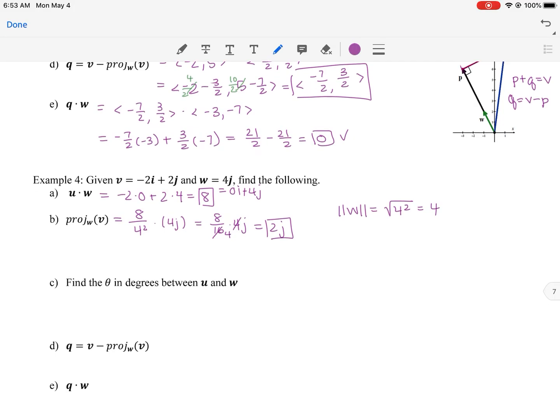If we wanted the angle between them, now we do the cosine of theta equals the dot product, which is 8, all over, now we also need V. So the magnitude of vector V is the square root of -2 squared plus 2 squared, which is equal to the square root of 8, which is 2 square roots of 2 if you wanted to break that down. 4 and 2, 2 and 2, there's one set of pairs and one left over. So we'd have 2 square roots of 2 times 4, which is the magnitude of W. So we'd have 8 all over 8 square roots of 2, so we'd have 1 over the square root of 2.